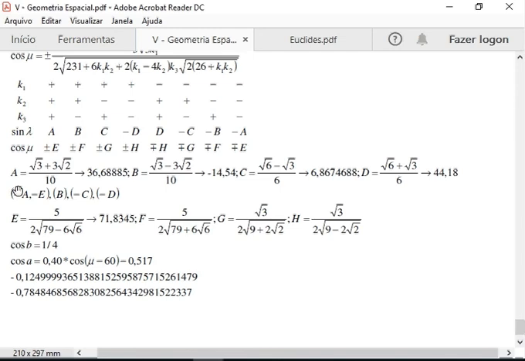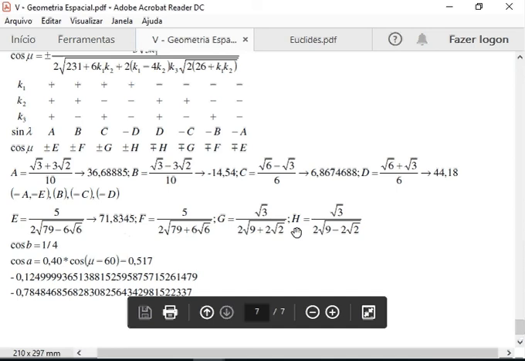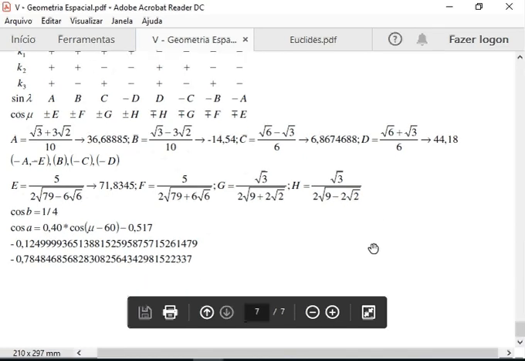You might disagree with me, but my calculus: A equals this, B equals this, C equals this, D equals this, and E, F, G, H equal the square root of 3 over 2 times the square root of 9 minus 2 square root of 2. Out of charity, there is no salvation at all.